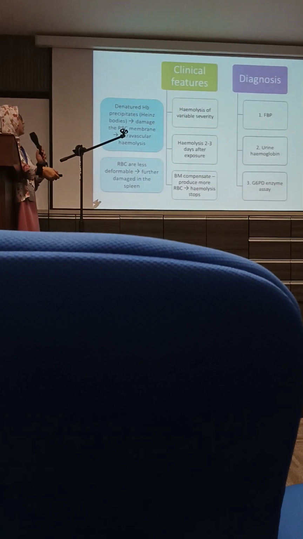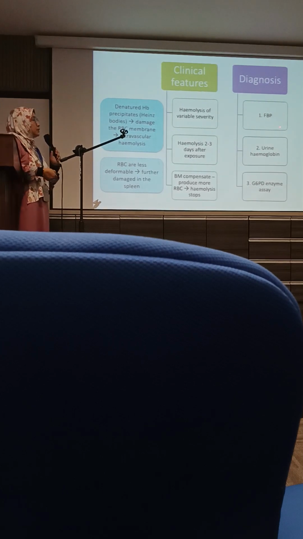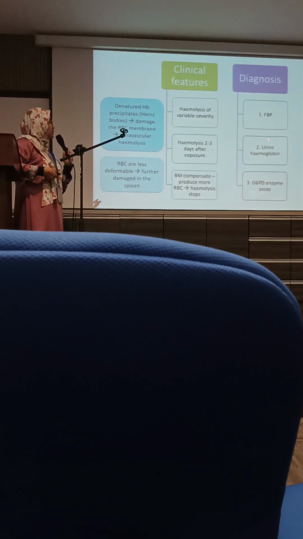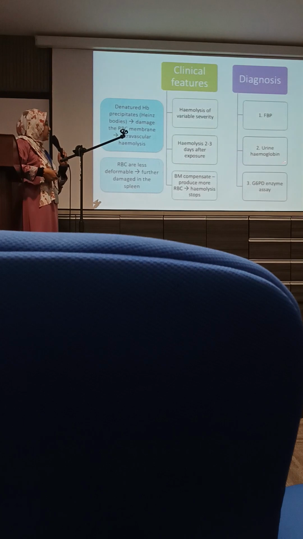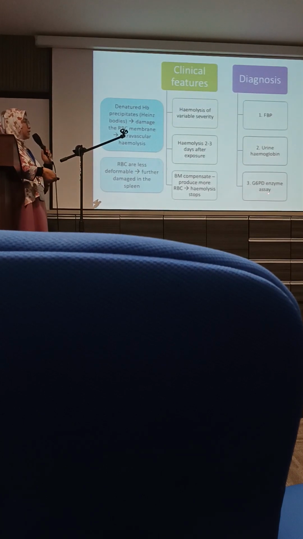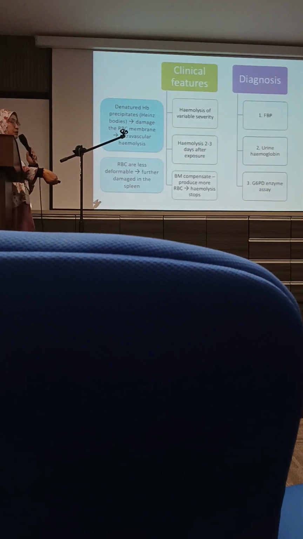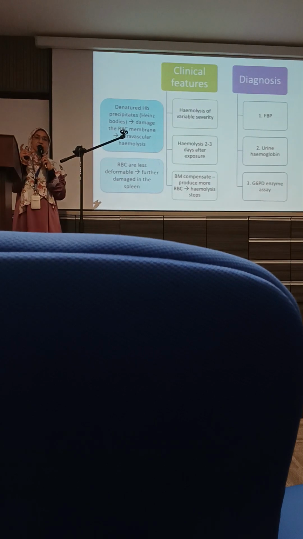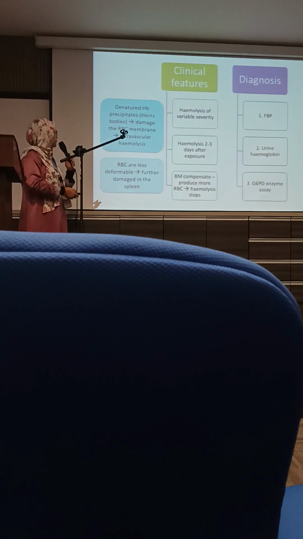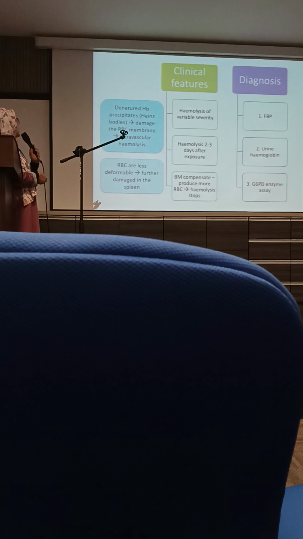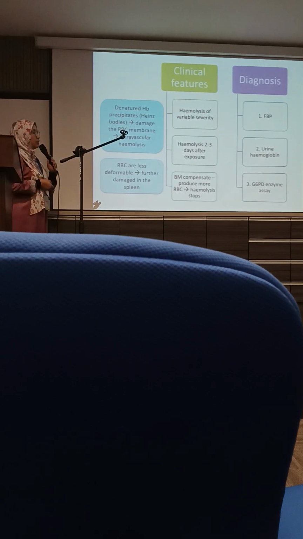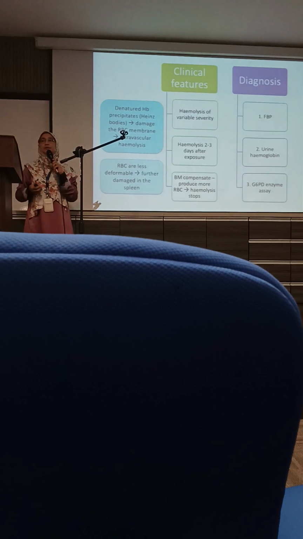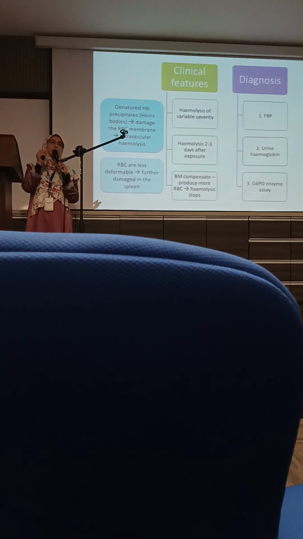And the diagnosis is by looking at the full blood picture. Urine hemoglobin is usually positive, and G6PD enzyme assay. Usually the patient has G6PD deficiency, so you can diagnose very easily actually. And in G6PD deficiency, there will be denatured hemoglobin which will precipitate and form Heinz bodies. I will show later what Heinz bodies are.